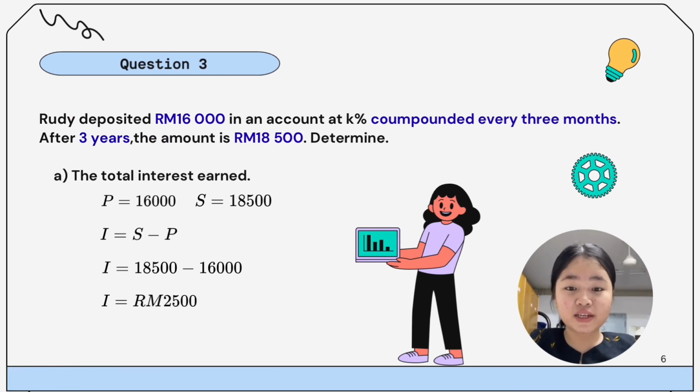We deposit 16,000 in an account at K% compounded every 3 months. After 3 years, the amount is 18,500. Determine A, the total interest earned. Our first task here is to find the principal amount P and S. The formula for interest is I equals S minus P. So the principal amount is 16,000 and the final S is 18,500. The calculation is I equals 18,500 minus 16,000. The total interest earned is 2,500.